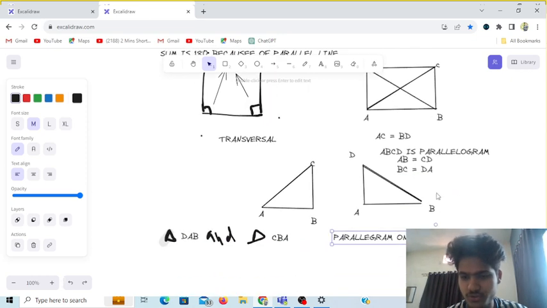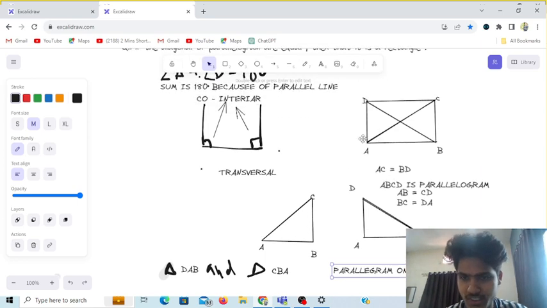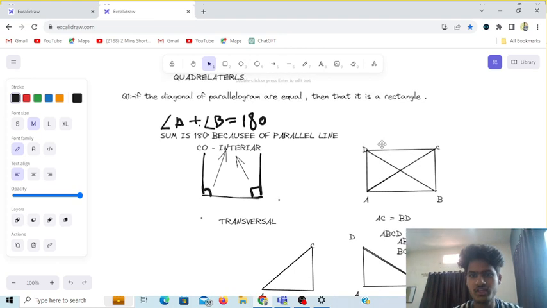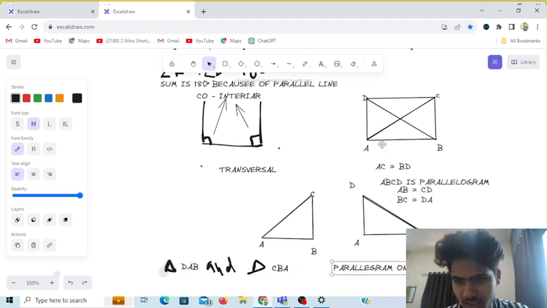So remember, we have to show that a parallelogram with one angle 90 degrees is a rectangle. We have to show that in the parallelogram one angle is 90. Then we show that it is a rectangle.